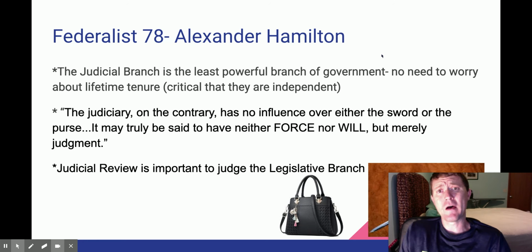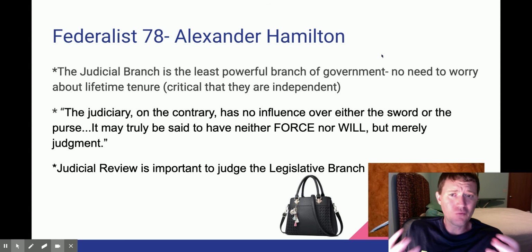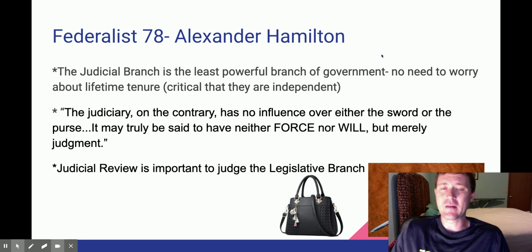Federalist 78 is the one about the judicial branch. You should automatically think of 78, judicial branch. In 78, Hamilton argues that the judicial branch is the least powerful branch of government. So all you anti-federalists that are concerned about the lifetime tenure of justices, just relax. They're the least powerful branch of government, but they are essential, because you have to have them as a check.